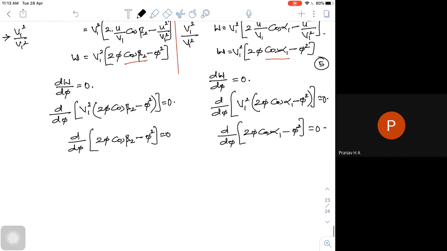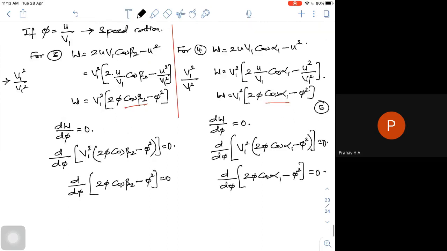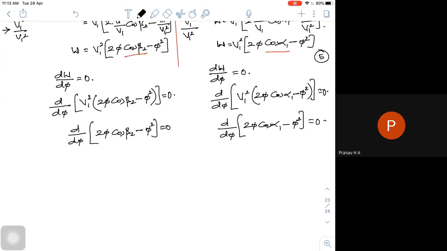So if I differentiate, what am I going to get? I am going to get 2 cos beta 2 minus 2 phi is equal to 0, or cos beta 2 will be phi.